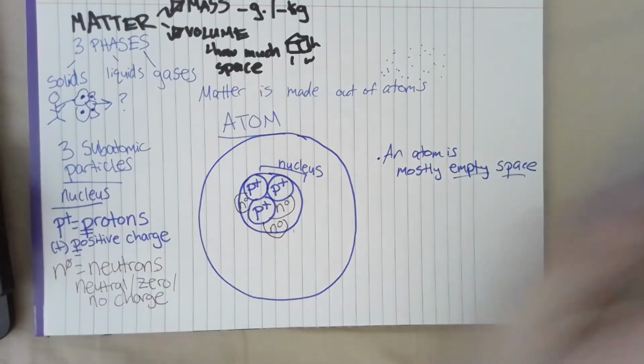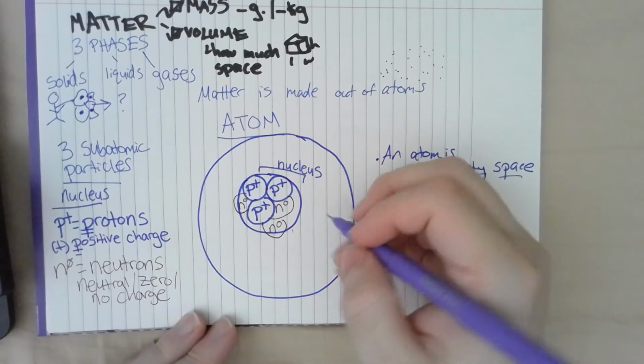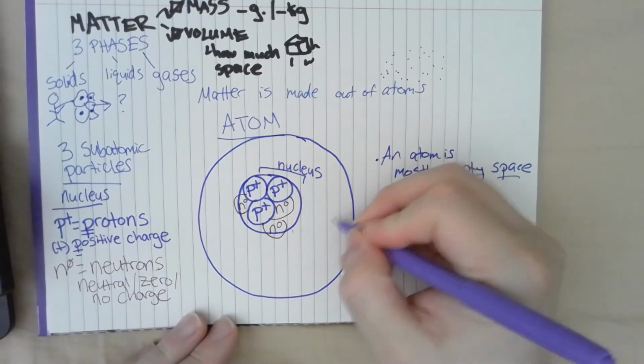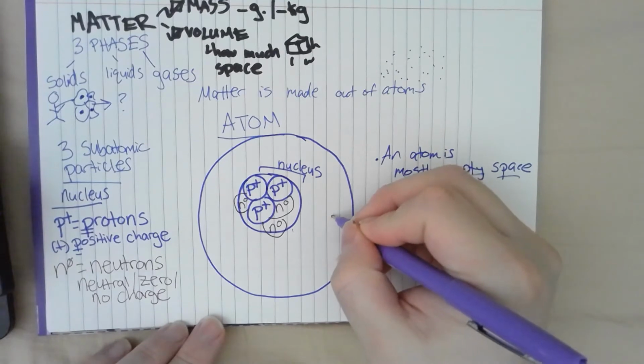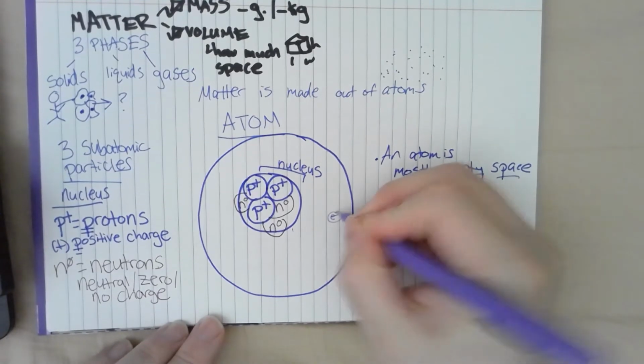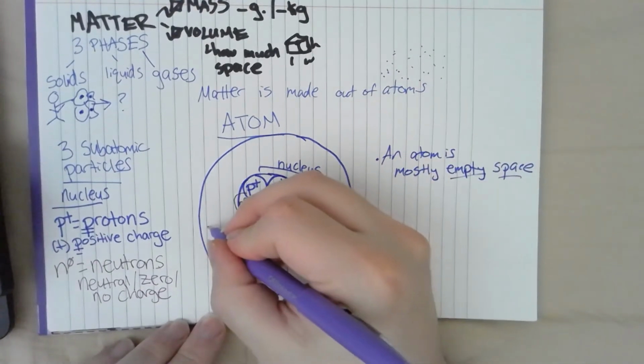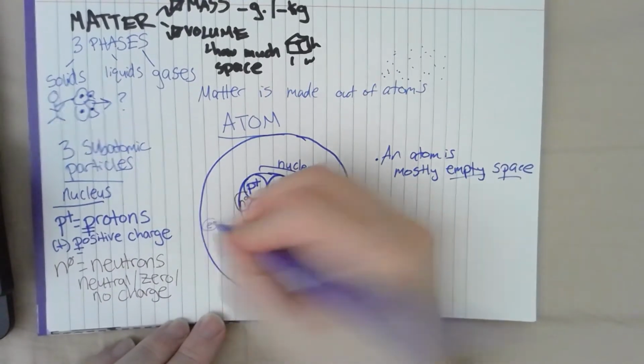Now we're outside the nucleus. I'm going to draw very, very small particles. I'm going to write E minus, and these are very small. E minus.